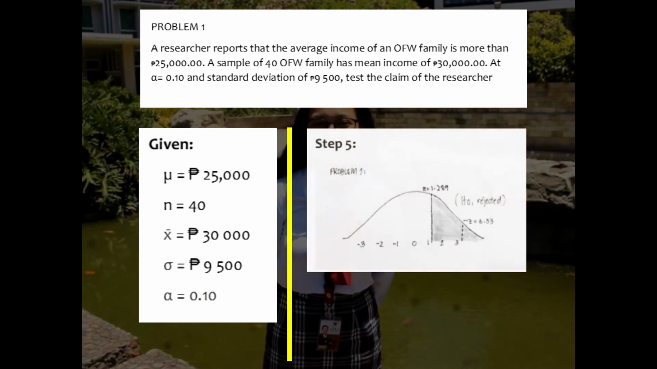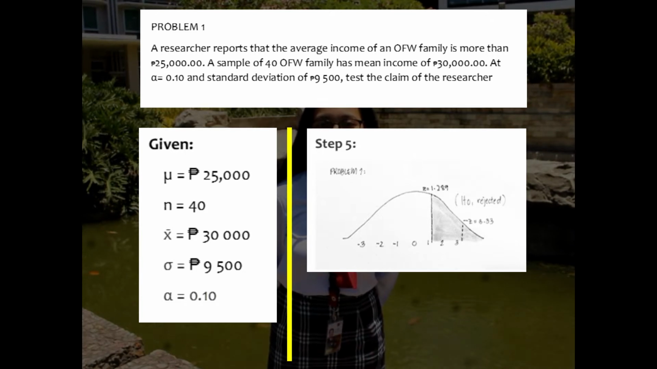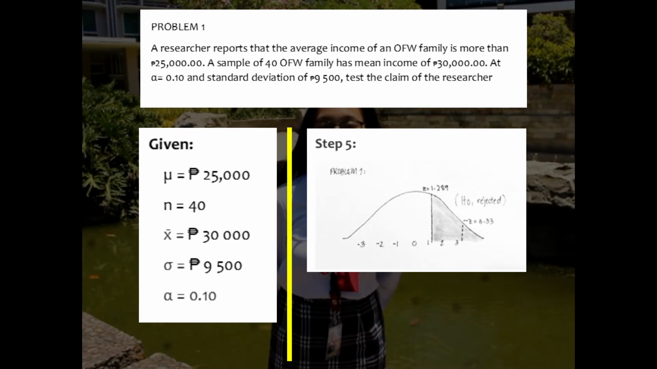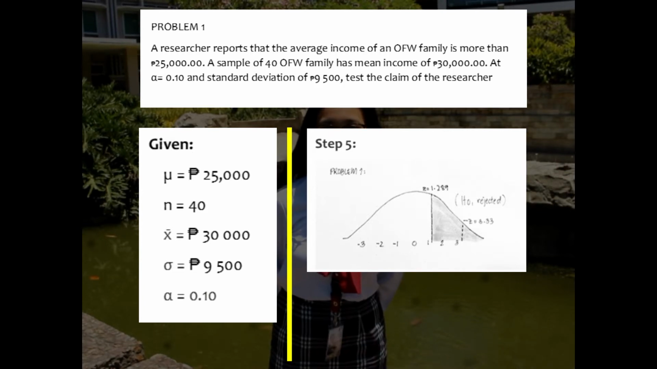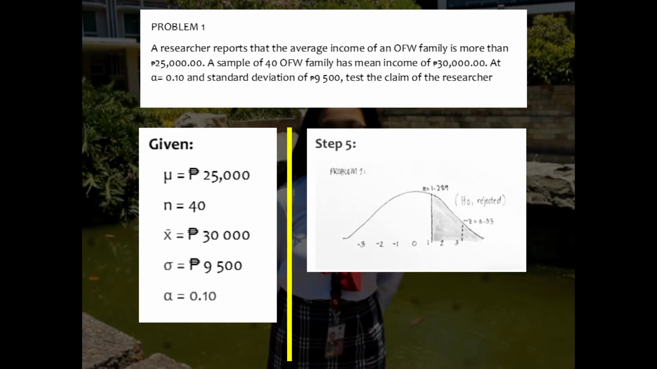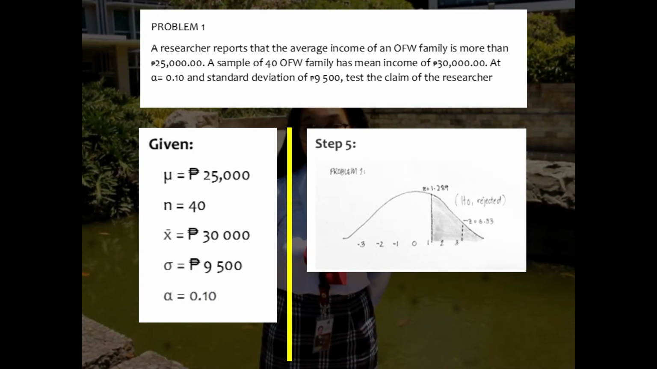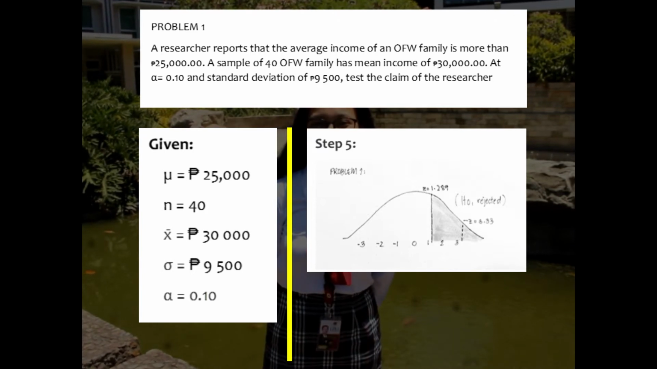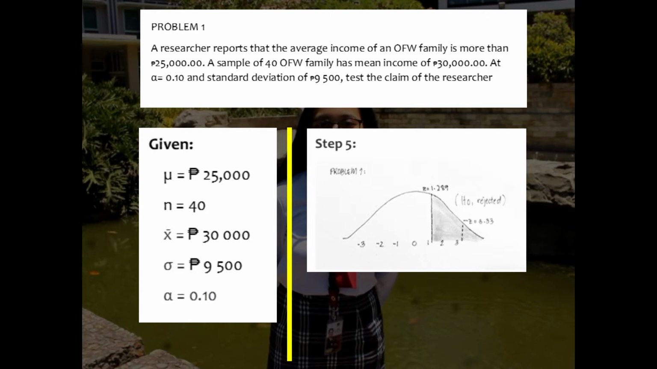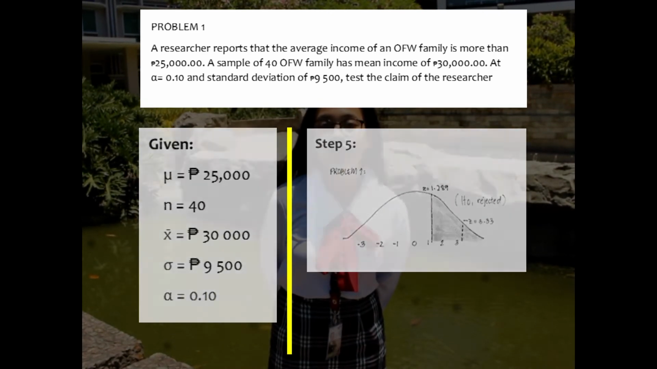Step 5. The normal curve. Mark the Z value attained from step number 3 and shade accordingly. Since the problem given is greater than, the right side must be shaded. Look for the Z value. If within the shaded region, H0 must be rejected. If within the non-shaded region, H0 must be accepted. Since the Z value is within the rejection region, we reject the H0.